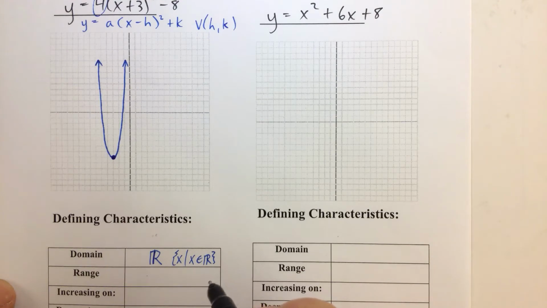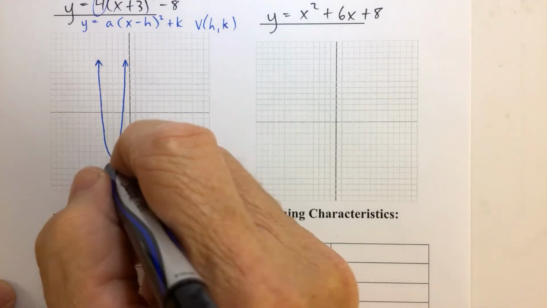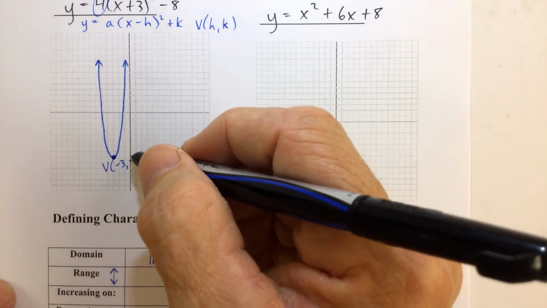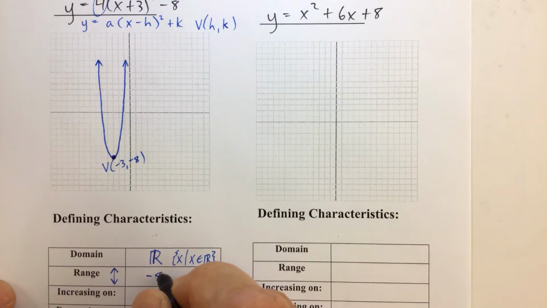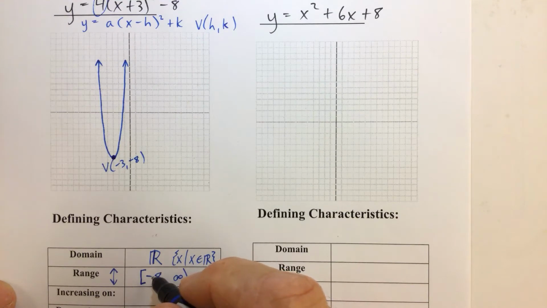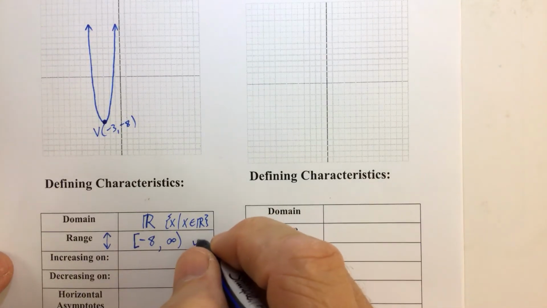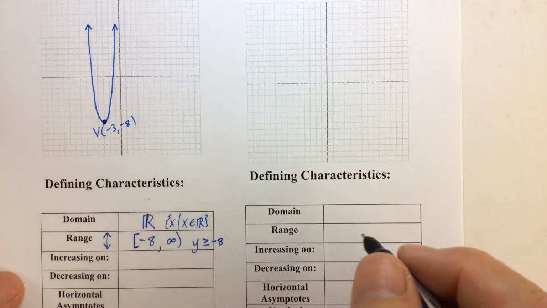Now the range, we know the range is from the lowest y value to the highest y value. So we see the vertex being down here at negative 3, negative 8. There are no other lower y values than negative 8. So therefore, negative 8 is the beginning of the range. We include the endpoint of negative 8 with a bracket. And using interval notation, we say that the range is all real numbers greater than or equal to negative 8. We could also say that y is greater than or equal to negative 8.